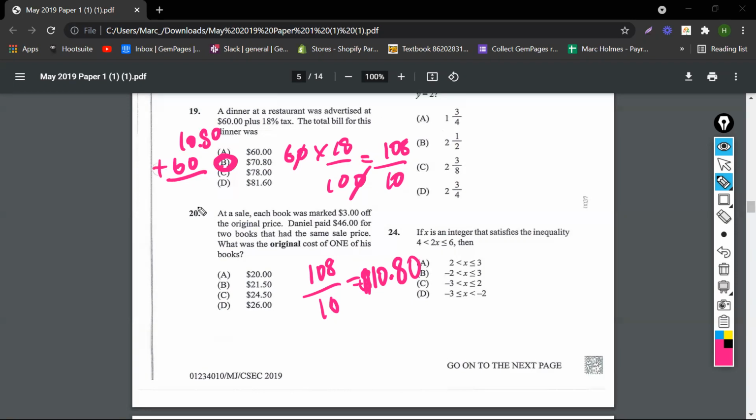Is it making sense to you guys? Making sense to everybody here? Yes, sir. All right, so that one was really easy.